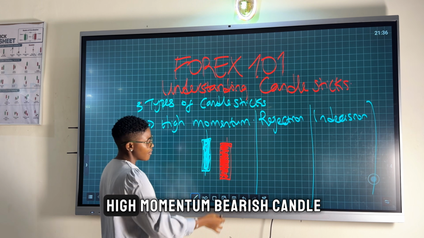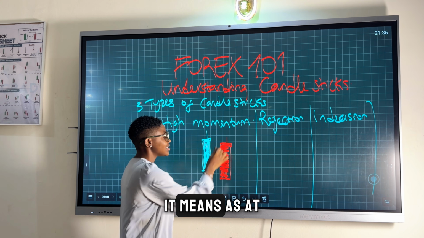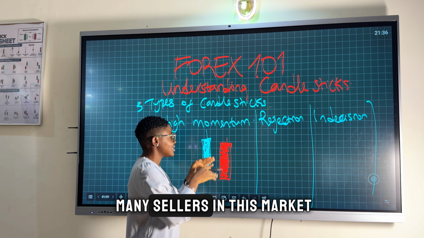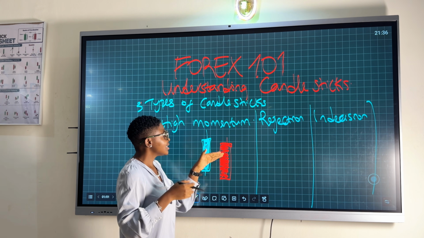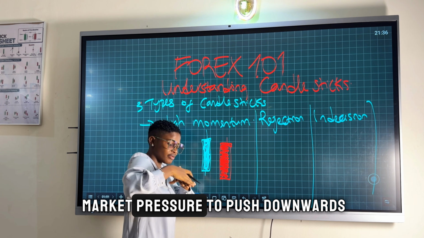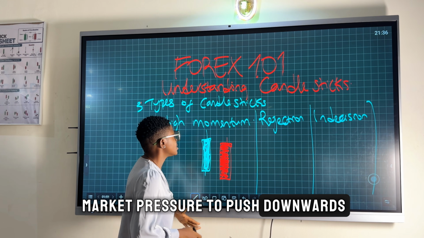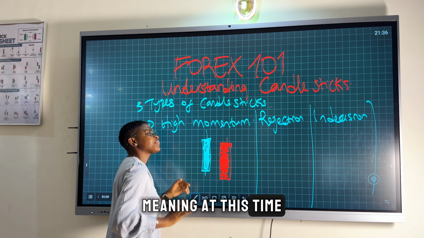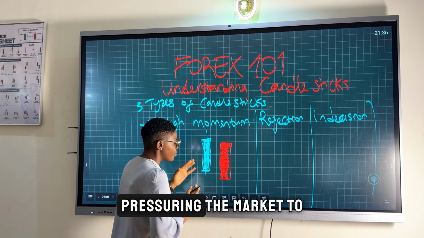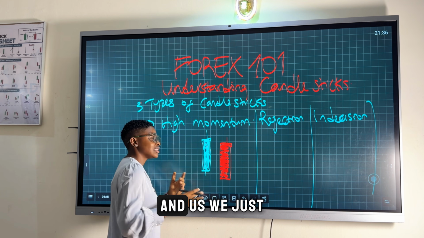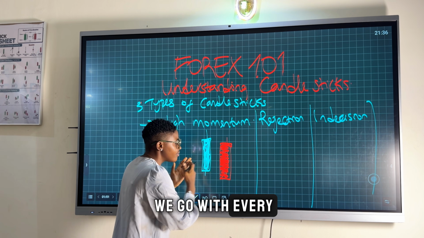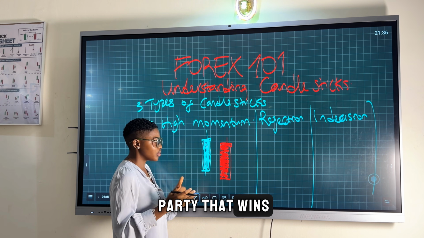So this is a high momentum bearish candle. It means at this time, there were many sellers in this market, giving the market pressure to push downwards. This is a high momentum bullish candle, meaning at this time there were lots of buyers in the market pressuring the market to go upwards, and we just go with the flow. We go with every party that wins.